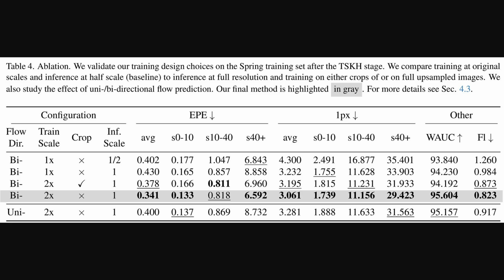Building on that, this next table dives deeper into the training process itself. The researchers tested different configurations to see what worked best. They looked at things like using bidirectional flow, which means predicting motion both forwards and backwards in time, versus just unidirectional. They also compared training on original-sized images versus upscaled, higher-resolution ones. The results are pretty clear. The best setup, highlighted here, uses that bidirectional flow and trains on the full, upscaled images. This specific training strategy is a huge part of what makes the model so accurate.